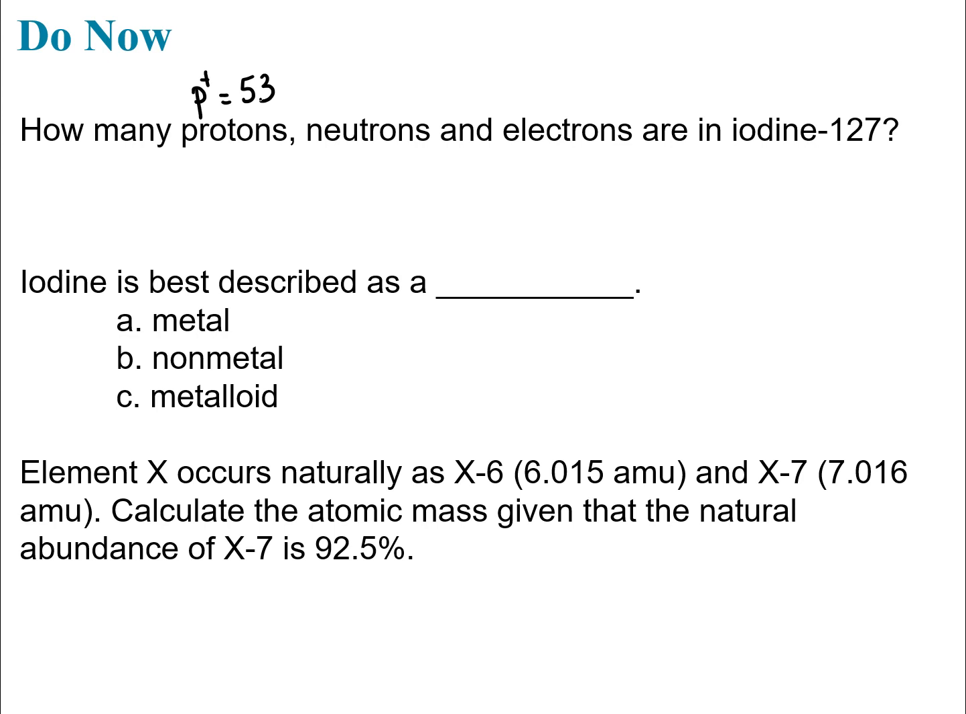Yeah, it's the periodic table. You look up iodine, and the atomic number is the one that's above it. It's a whole number. And the atomic number is equal to the number of protons. And that's 53 for iodine. What about neutrons? How many neutrons are there in this isotope?